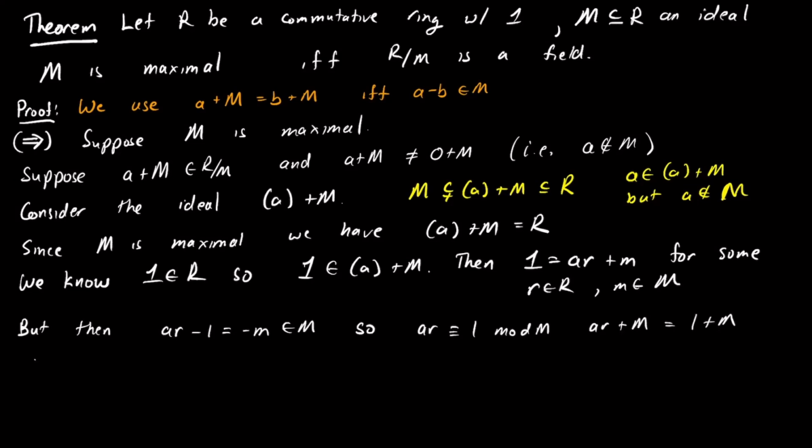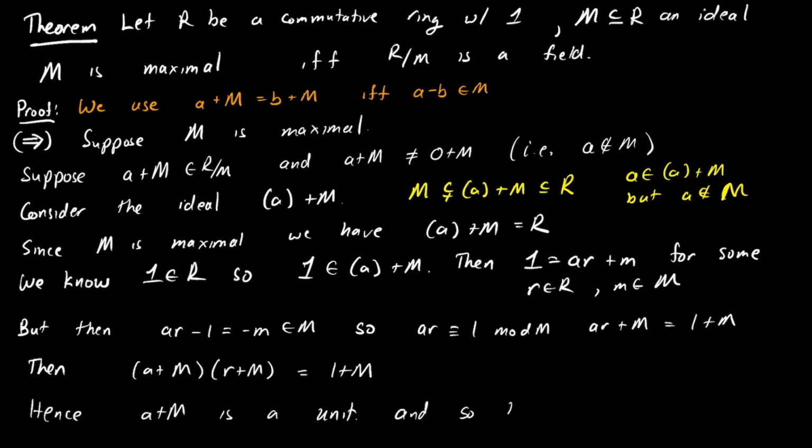But what does that tell me? So I can say then (A plus M) times (R plus M) is equal to 1 plus M. Hence, we've shown that A plus M is a unit. Okay, and so R mod M is a field. Right, we found a multiplicative inverse for A plus M. Okay, so now we can do the backwards direction.